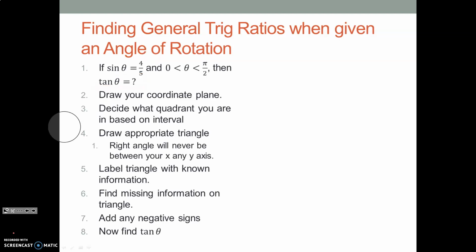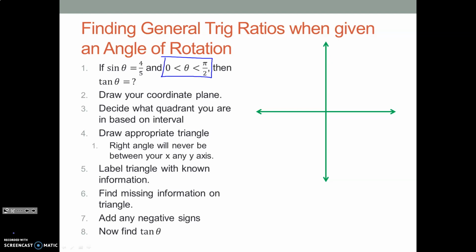Okay, so just like before, the first step that we're going to do is we are going to draw our coordinate plane. Now, since we don't know an angle, I don't know where I need to draw this triangle. So that means you are going to have an additional piece of information, and the additional piece of information that they typically give you is this right here. So we've got 0 less than theta less than pi over 2, and that means your theta, or your angle, is between 0 and pi over 2.